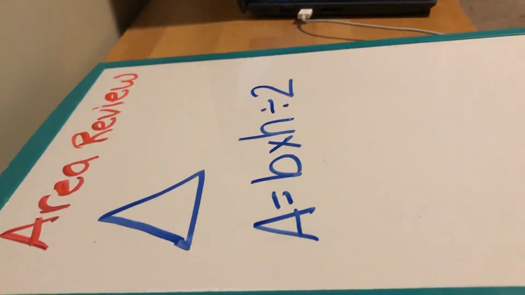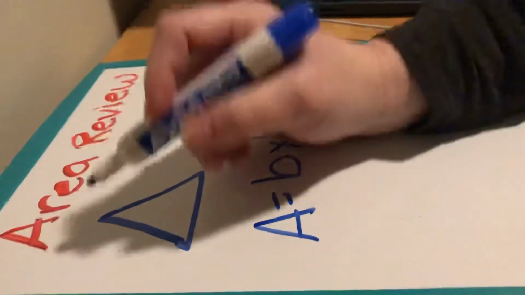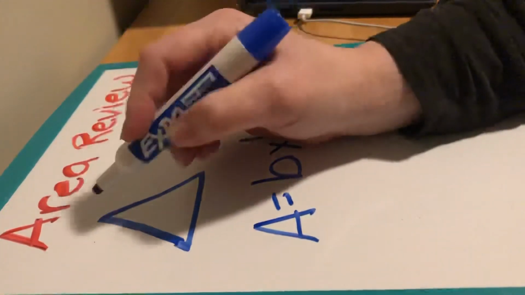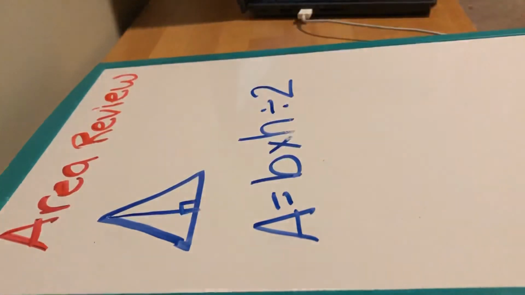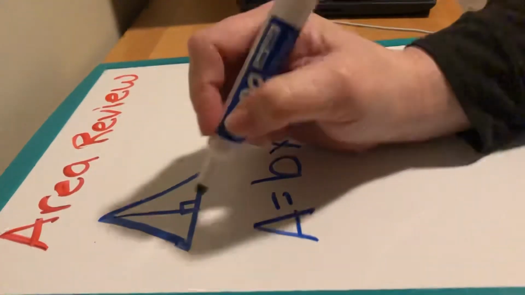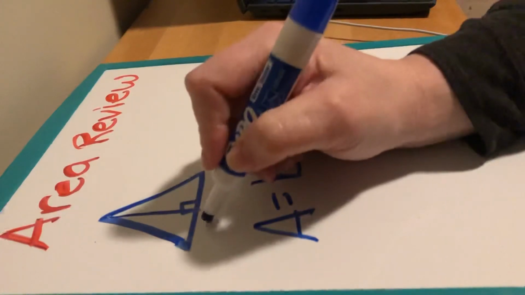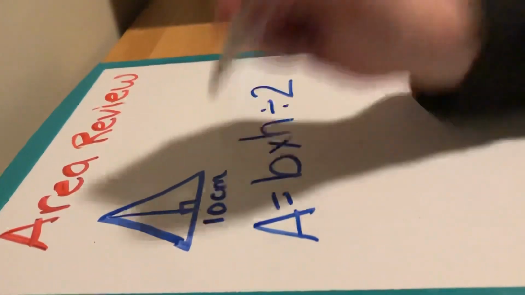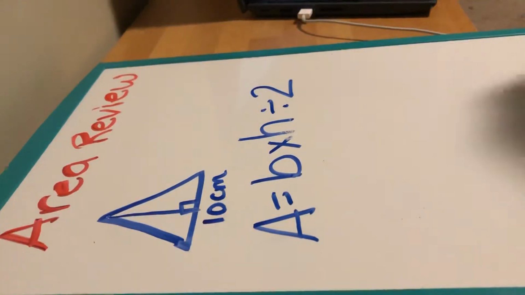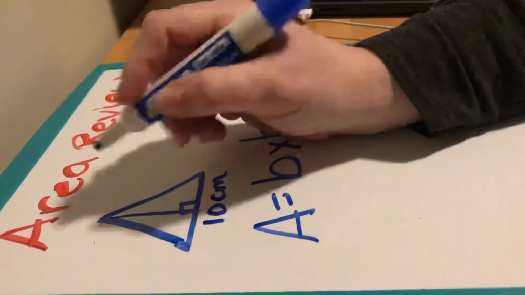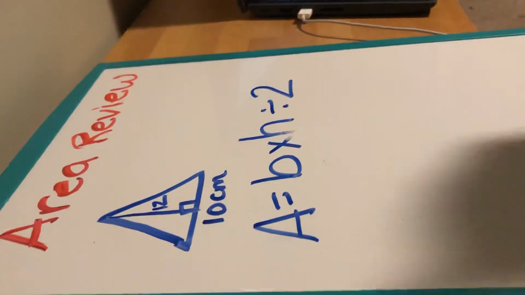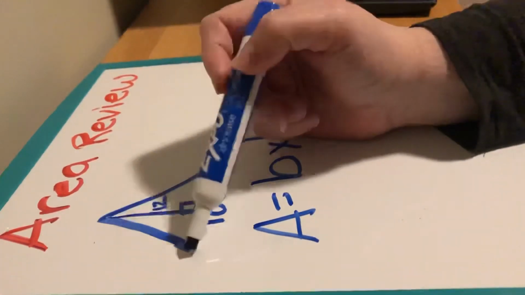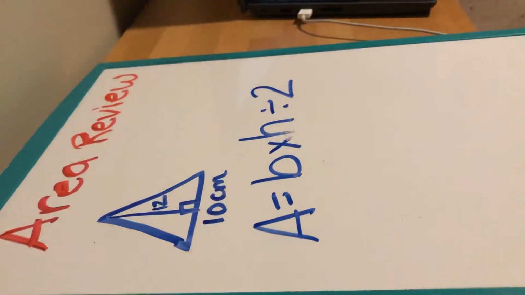So in this case, just like our parallelogram, we don't want to use our diagonal lines. We want to use our straight uppy downy lines and our base. So in this case, our base is going to be 10 centimeters. Our uppy downy here is going to be 12 centimeters. We don't want to use those diagonal lines again because the diagonal lines are longer than our straight up and down.